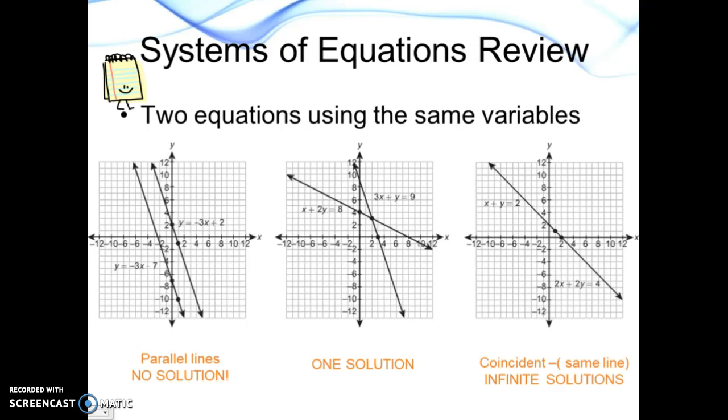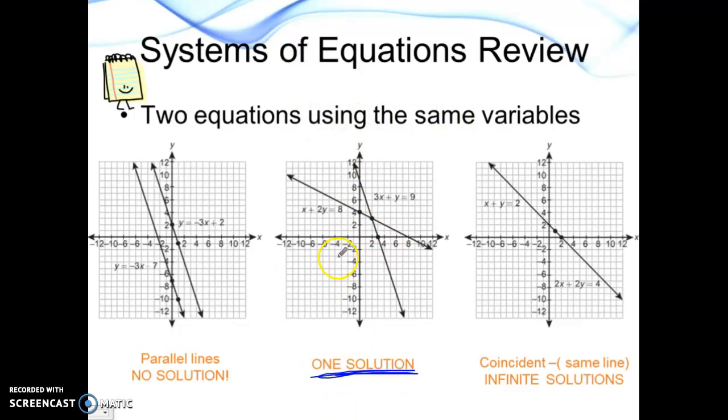We talked about types of solutions where there's no solution because the lines are parallel. There's one solution because those two lines intersect at one point. And there's infinite solutions because the two equations happen to be the exact same line. The equations are equivalent. So the one that we're going to focus on today are these one solution problems.